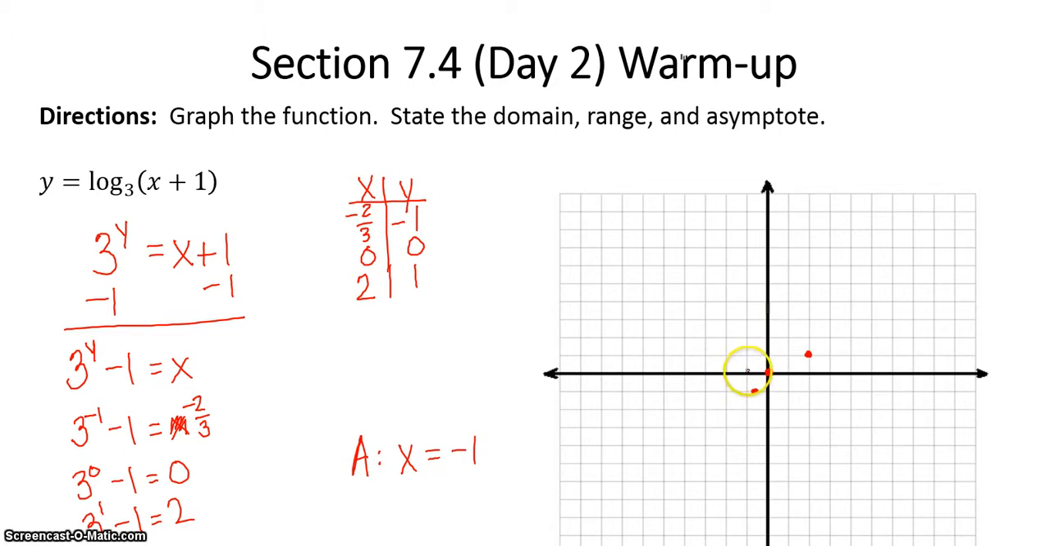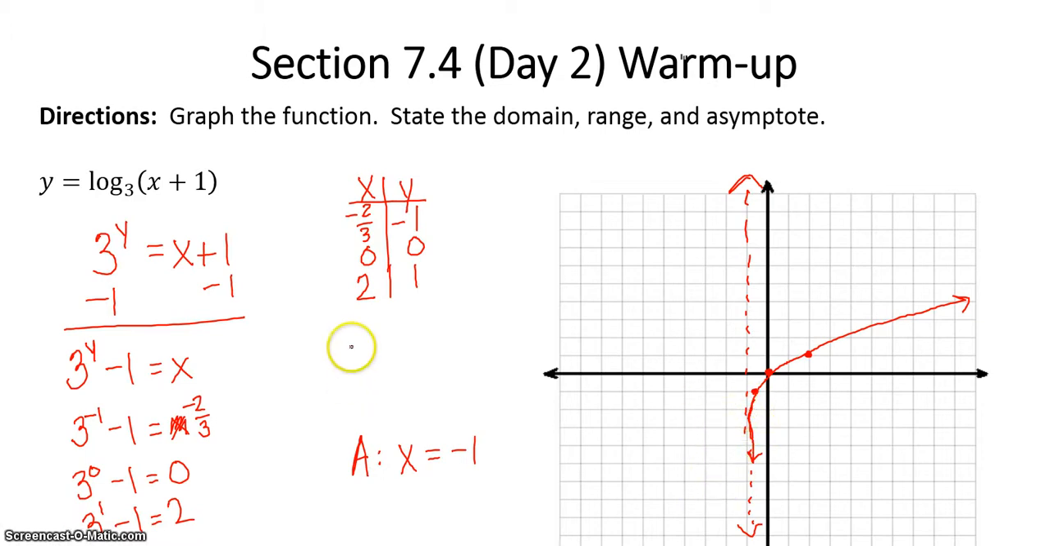So here's -1 on the x-axis. So then it's this vertical line at -1. So then when you draw your curve in, remember your asymptote means it's going to get closer and closer to that, but it's never going to cross. So make sure that your curve doesn't cross.